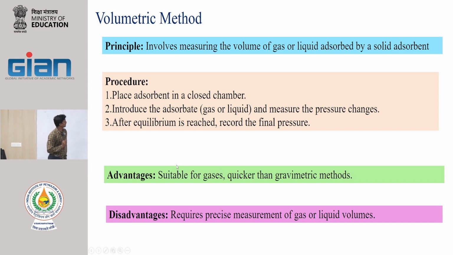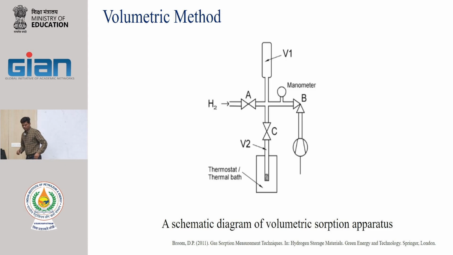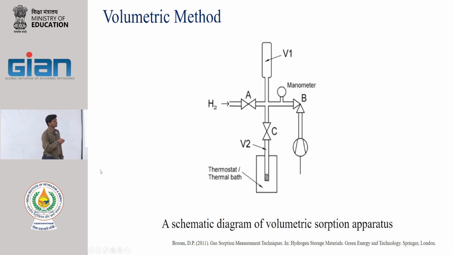Let me see what I have. Okay, so this is a flow diagram. Although it's shown for the example of hydrogen, it can be any gas. The gas enters from here. You have a valve, and then a manometer which measures the pressure. Here we have two chambers, chamber 1 and chamber 2. We know the volumes of both chambers: we know V1, we know V2.